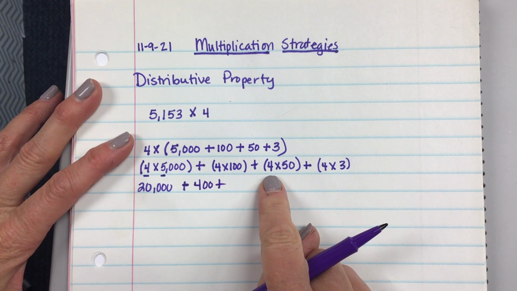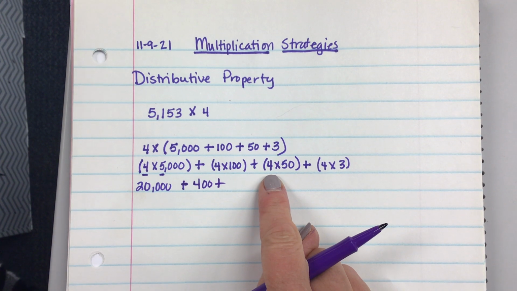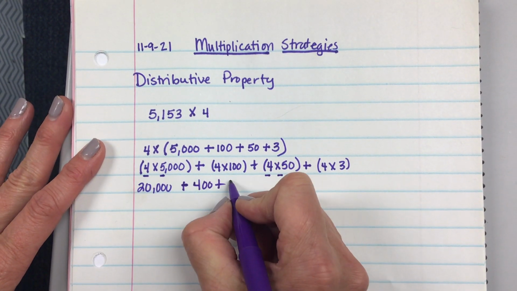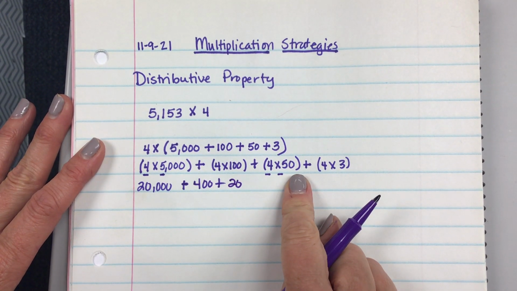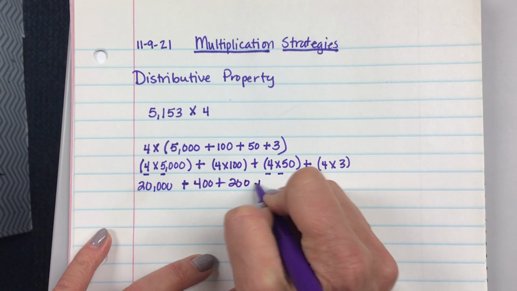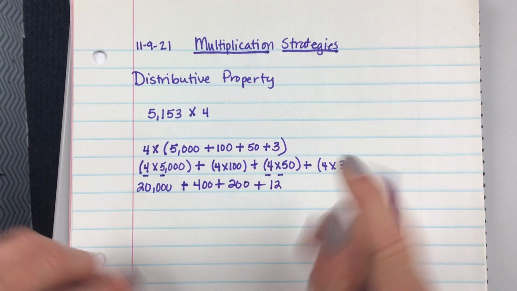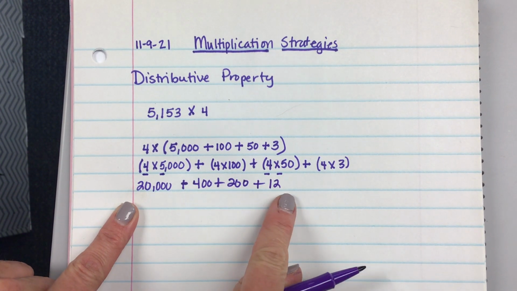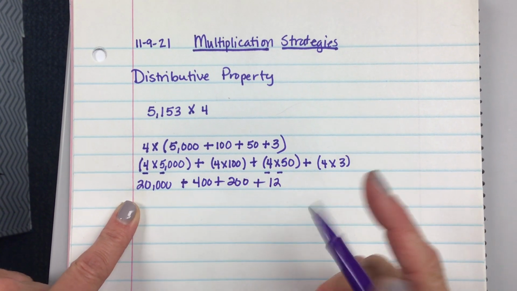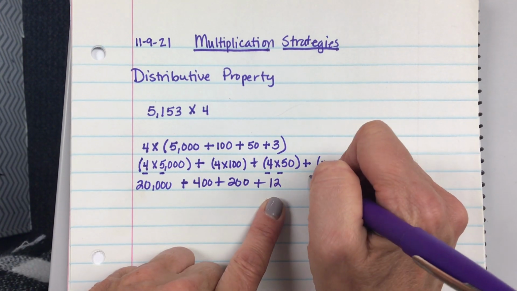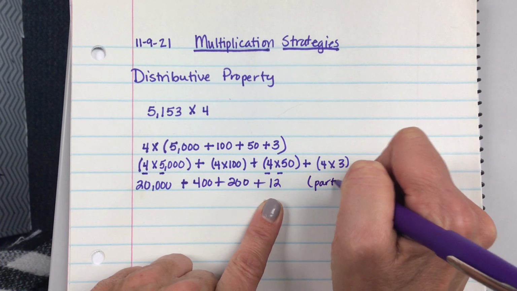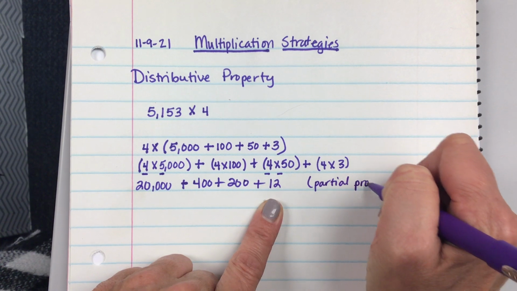Plus 4 times 50. So what is 4 times 5? 20. And how many zeros should I add? 1. And then finally, what is 4 times 3? 12. And so who remembers that term? What do we call these 4 numbers? Partial products. So let's just write that term out here to the side. These are our partial products.